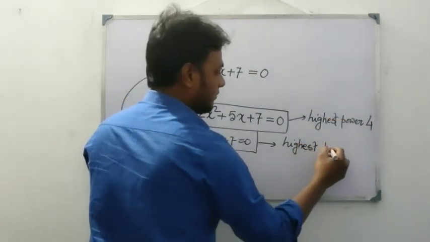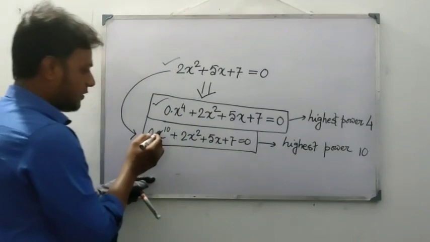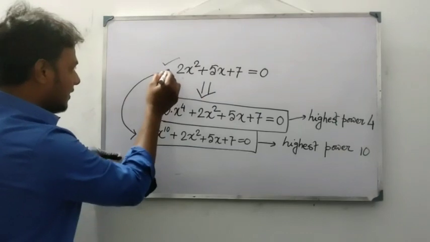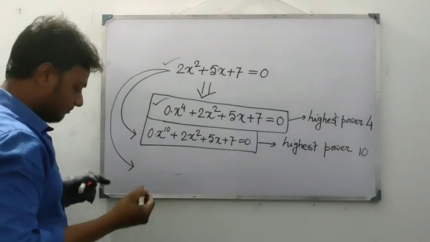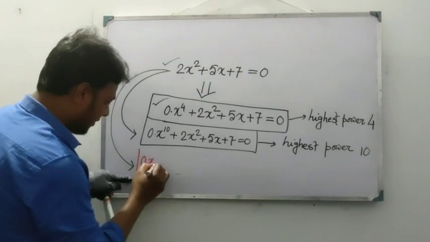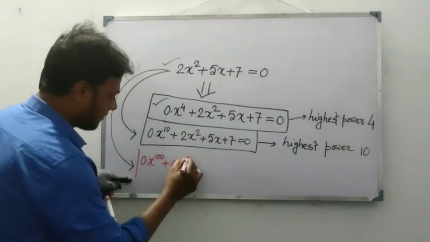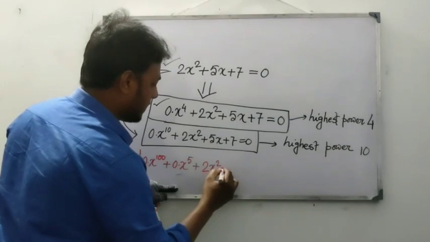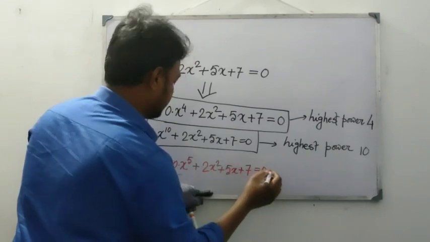highest power in this equation is 10. Highest power is 10. Okay. Again, we can write it in another way: 0 x to the power 100 plus 0 into x to the power 5 plus 2x square plus 5x plus 7 equals to 0.